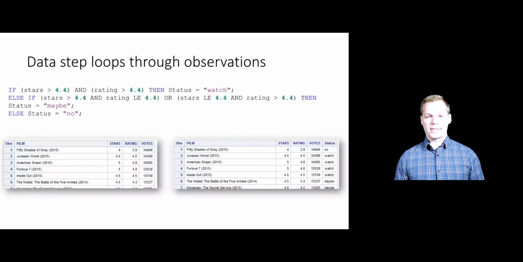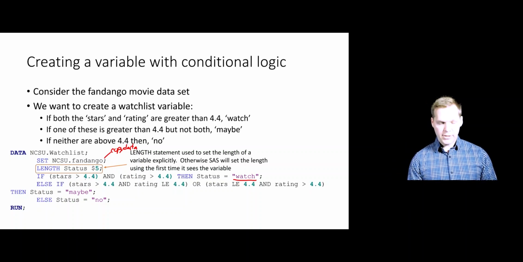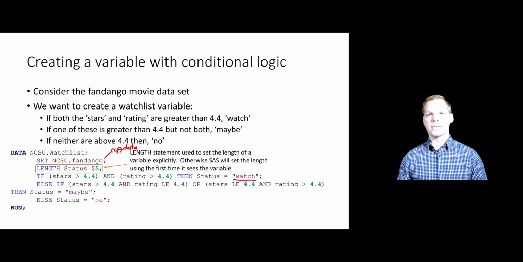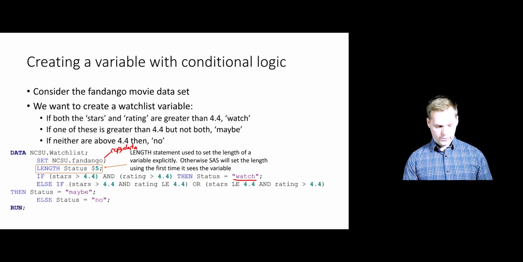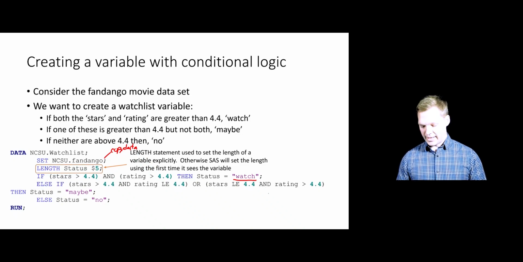Okay, so now that's kind of out of the way. Let's jump down here to the if then else business. So again, we wanted to create this variable that you see above. So we need to have 2 conditions. We care both about the stars column and its value and the ratings column and its value. So if stars is bigger than 4.4 and rating is bigger than 4.4, then the code I want to do is tell status, this new variable I'm creating, to be equal to watch, a quoted string of watch. And then down here we say, well, else, if that wasn't true, if either stars is greater than 4.4 and rating is less than or equal to 4.4, or stars is less than or equal to 4.4 and rating is greater than 4.4, then set this to maybe.